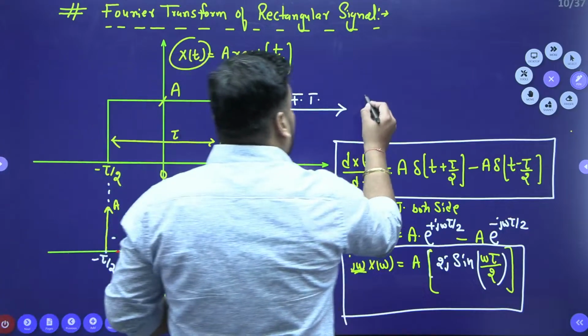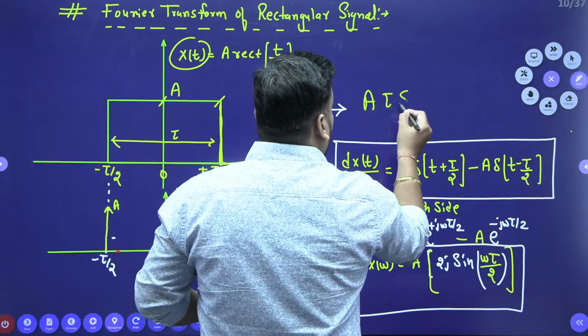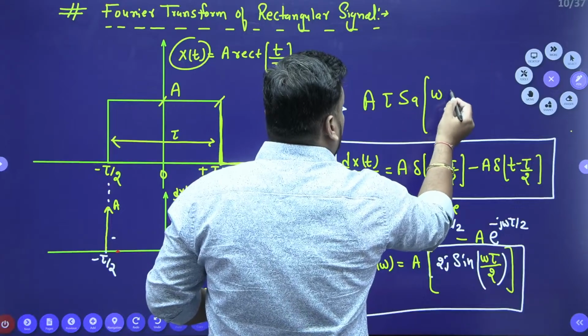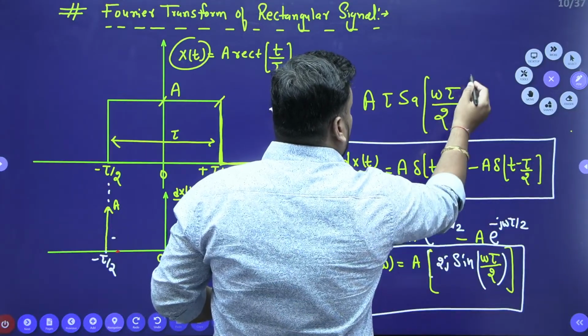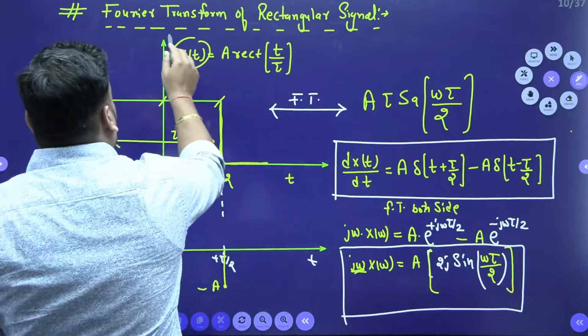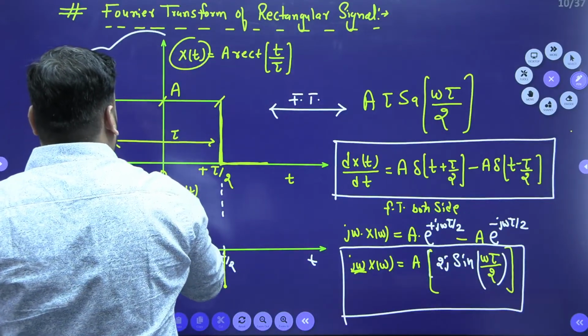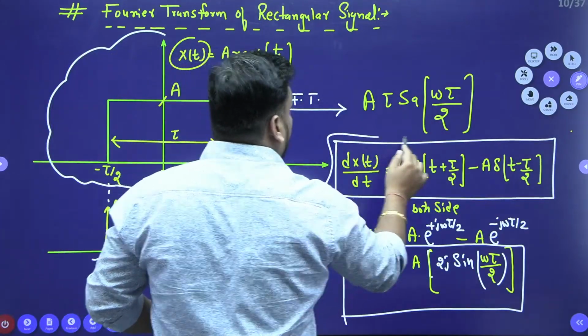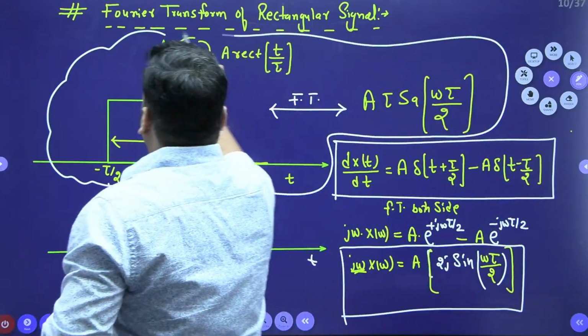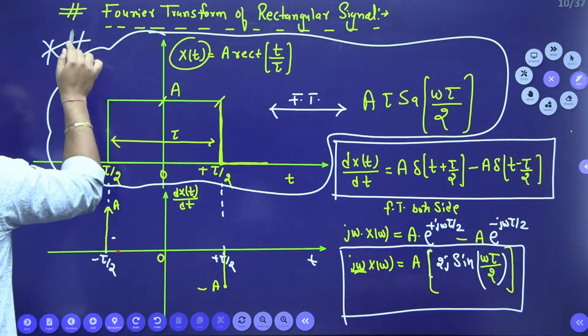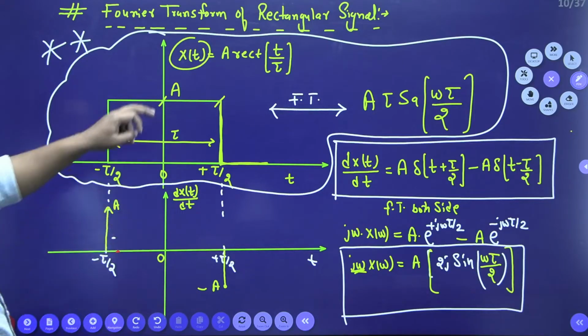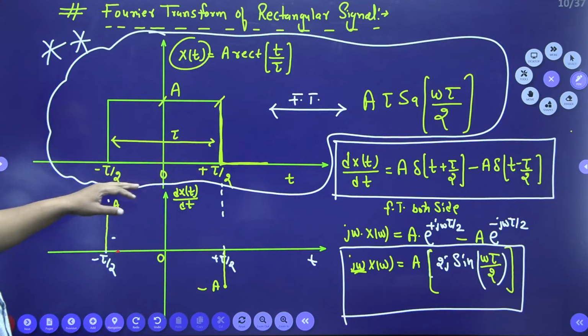The Fourier transform of a rectangular pulse is nothing but A tau sampling of omega tau by 2. I think till here everything is clear. For the rectangular signal A rect(t by tau), the Fourier transform is nothing but A tau sampling of omega tau by 2.